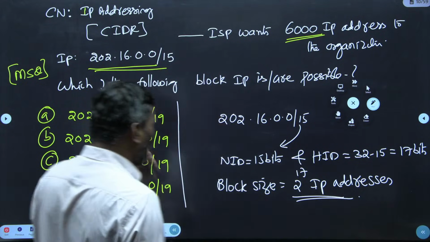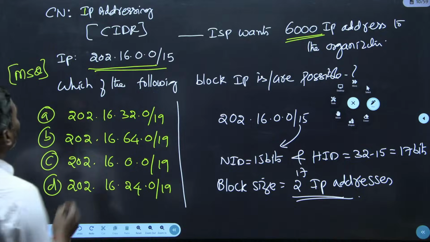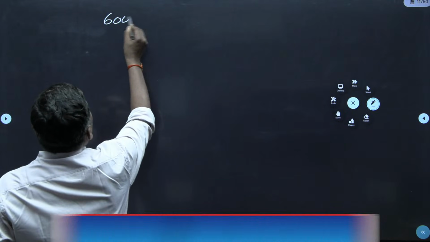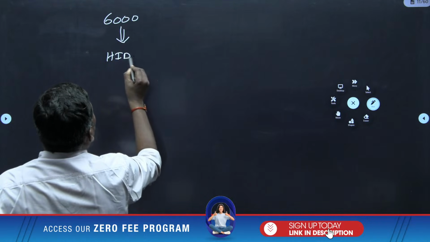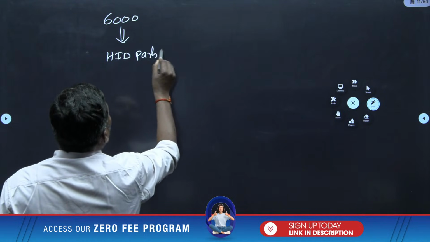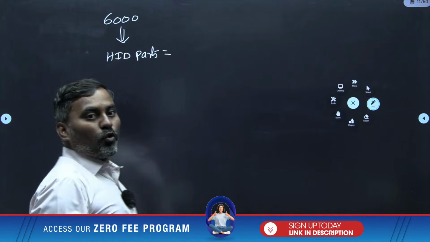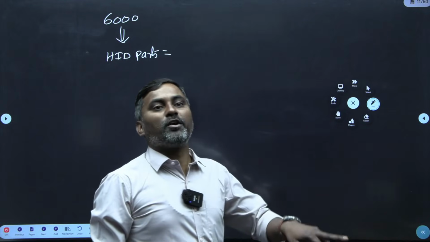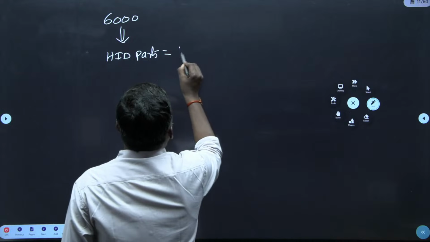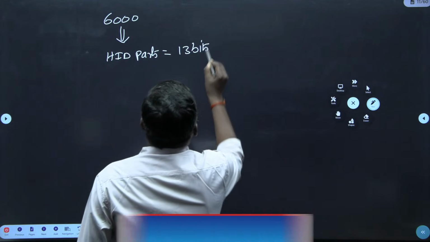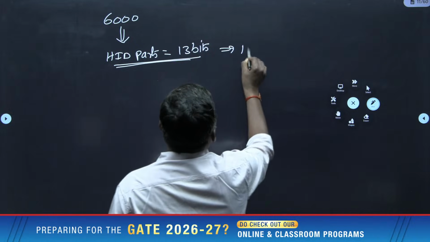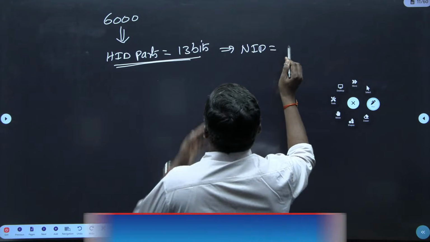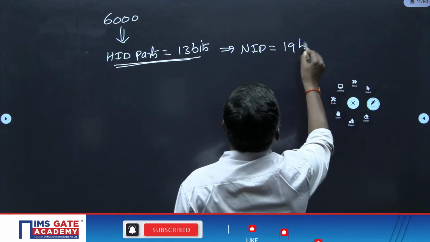These are the things that need to be observed. To assign 6000 host IP addresses, how many bits are required for the host ID part? You know 12 bits gives 4096 and 13 bits gives 8192, so definitely you have to take 13 bits. If you give 13 bits for the host part, the network ID part will be 32 minus 13, which is 19 bits.